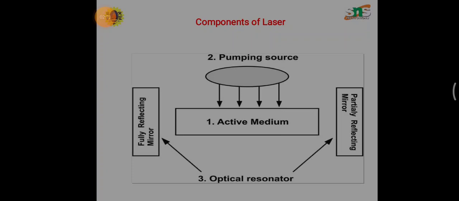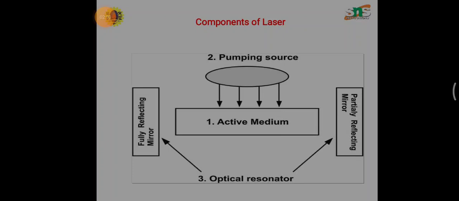So finally, the intense amplified beam called a laser is allowed to come out through the partial mirror. The optical resonator constitutes an active medium kept between a 100% reflecting mirror and a partially reflecting mirror. And pumping: the process of raising more number of atoms to the excited state by artificial means is called the pumping process.